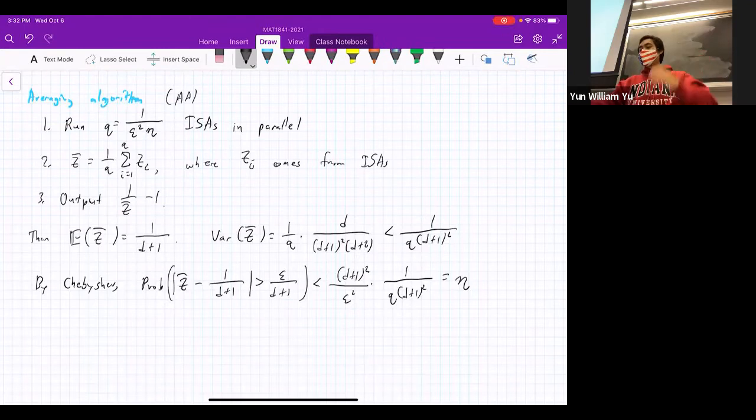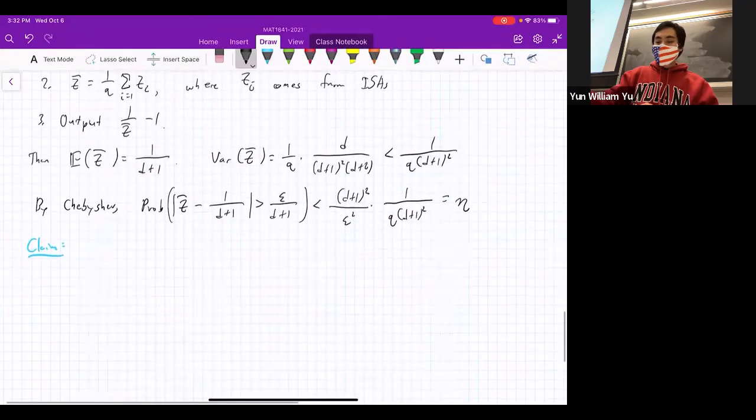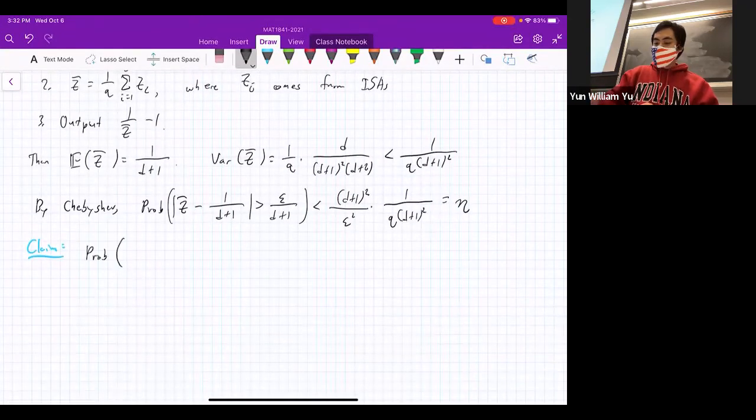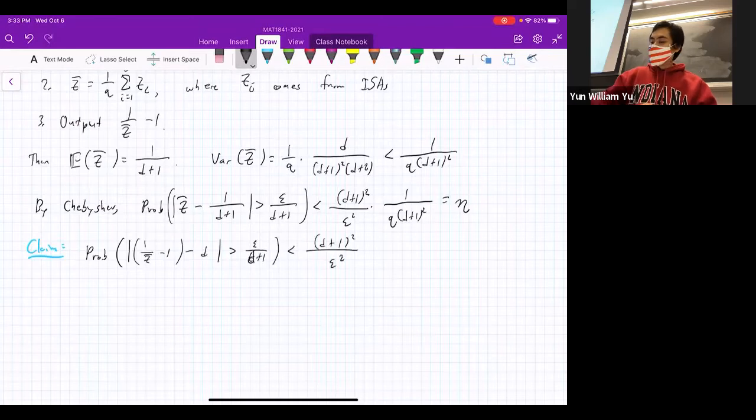Okay, so we ran enough copies that this probability is going to be small. And now our claim is that the probability that 1 over Z bar minus 1 minus D is greater than epsilon over D plus 1 is going to be less than D plus 1 squared over epsilon squared times 1 over Q times D plus 1 squared. It's going to be equal to eta still. Oh, sorry, not eta.